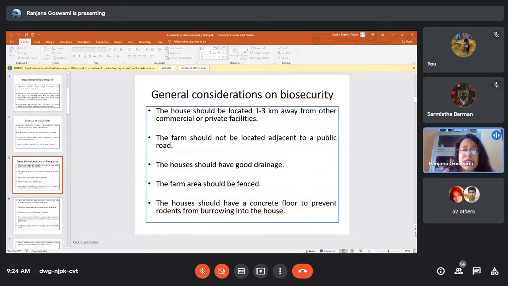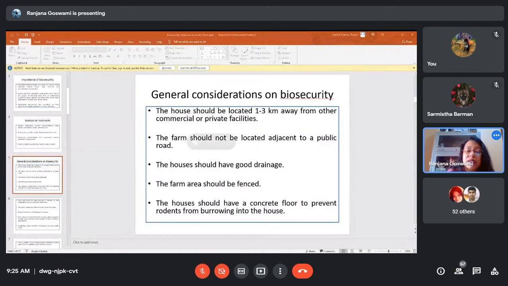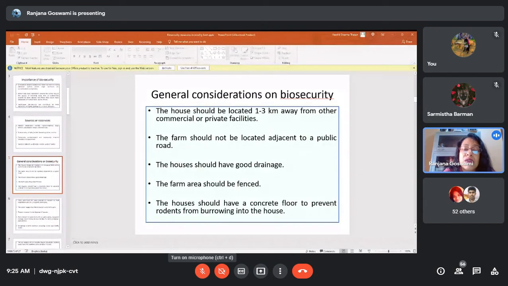Then thirdly, the houses should have a good drainage system. Why is drainage important? There should not be waterlogging, it should be avoided in a farm. So that is why you have to be very much careful. Whenever waterlogging is there, then lots of insects will come. Then flies and all will be there. They will lay the eggs there, and the infection may occur. And also, whenever waterlogging is there, then water may enter into the houses because of less drainage. Inside of the house, the moisture content will be high.